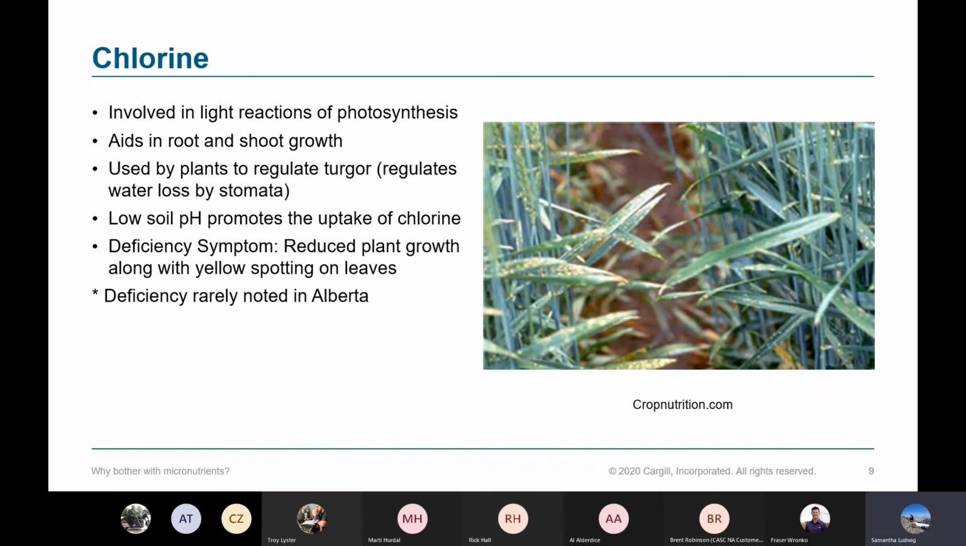Low soil pH can promote the uptake of chlorine, and deficiency symptoms are usually seen with reduced plant growth and yellowing, spotting on leaves. And as I mentioned, soils in Alberta, thankfully, we don't have many issues with chlorine.